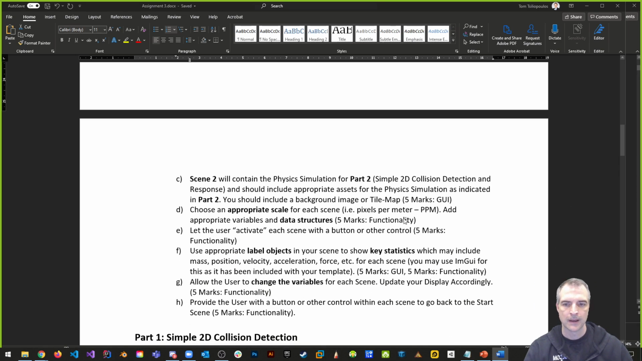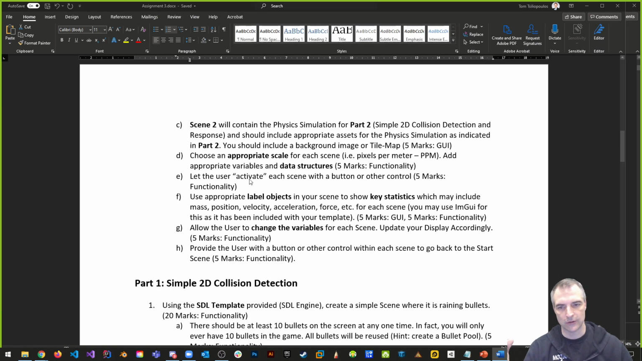All right. You're going to be choosing the appropriate scale for each scene. So that means like pixels per meter. And you're going to add appropriate variables and data structures to accomplish this. We're going to let the user activate each scene with a button or other control. So it's not going to immediately be on when you enter the scene, all right?